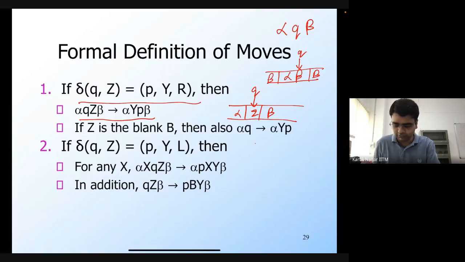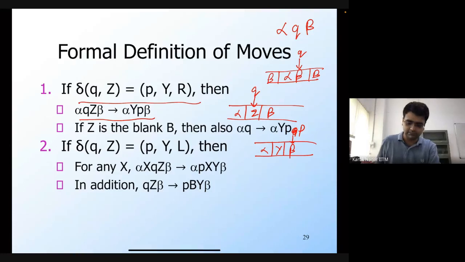Therefore, the new configuration is going to be: alpha remains unchanged, z is replaced with y, the state changes to p, and the read head points to the first symbol of beta. Similarly, we can define the goes-to relation for the other configurations as well. Okay. So are there any questions regarding the last lecture?